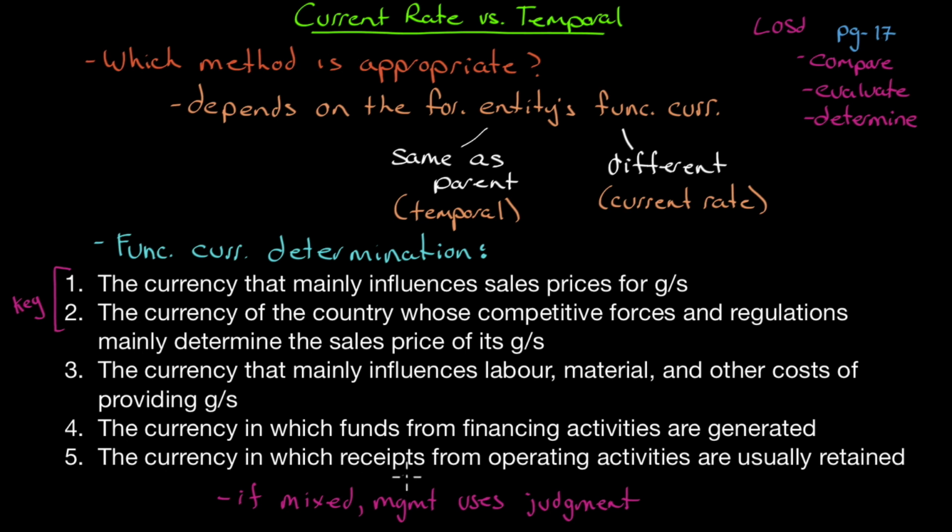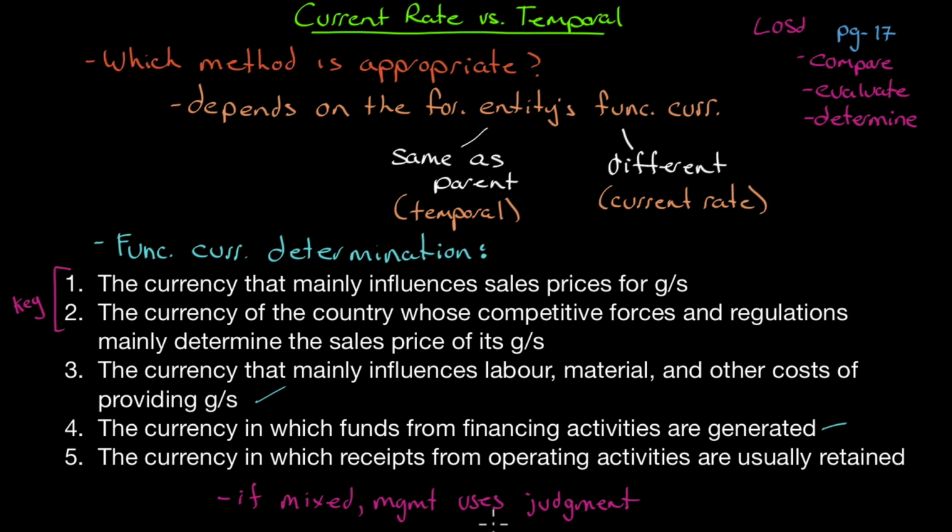Number 5, the currency in which receipts from operating activities are usually retained, not earned. Not earned, but retained. So if our, let's say, our exporting company that's running on break even, that sells everything in the US, if it brings those US dollars back to Canada but does not retain them in US dollars but converts them into Canadian dollars to pay its Canadian expenses, if it borrows money from a Canadian bank in Canadian dollars, if it has Canadian expenses, well, we see that 3, 4, and 5 might indicate the Canadian dollar. 1 and 2 are indicating the US dollar.